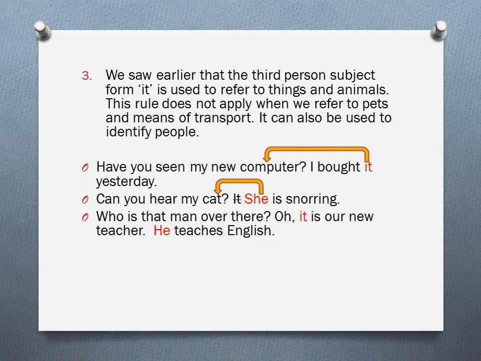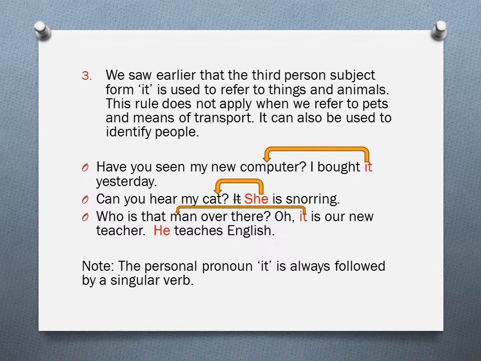In the sentence, "Who is that man over there? Oh, it is our new teacher. He teaches English." The personal pronoun it in the second sentence is used to identify that man over there. And if we give additional information about that man, we use the normal feminine or masculine personal pronouns. He teaches English. Note, the personal pronoun it is always followed by a singular verb.